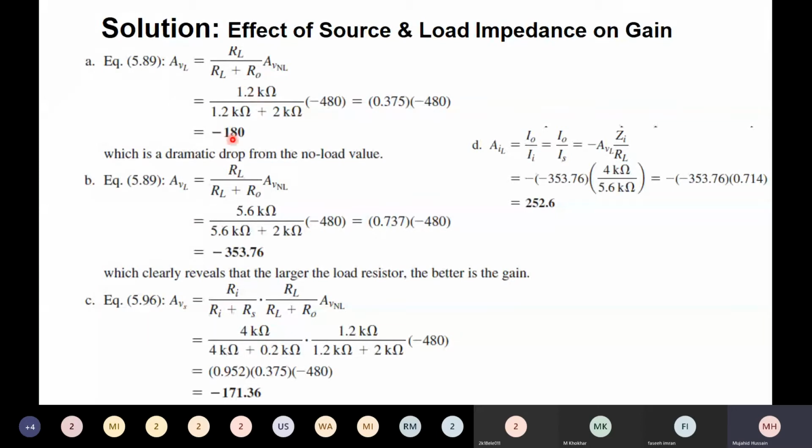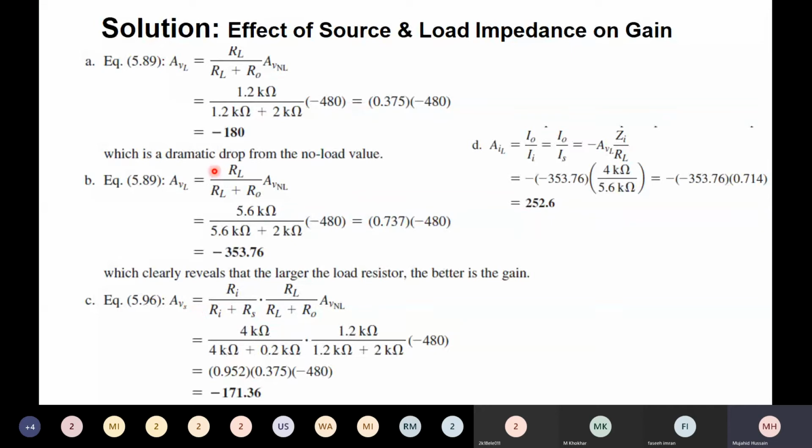Now in part C we have to determine the effect of the source resistance. We have used the formula for the combined effect of RS and RL that we studied in the last lecture. After substituting the values, we get a gain of minus 171, which is also less than the no load value. But you can see the sequence. We said in the last lecture that the no load voltage gain is the highest among these three gains. Then comes the loaded voltage gain, and at the end the overall voltage gain is the lowest among all the gains.